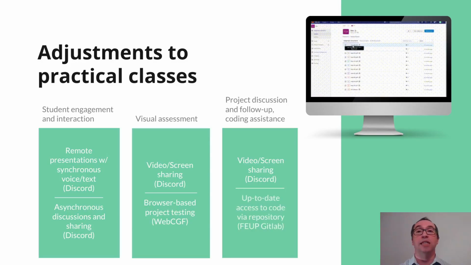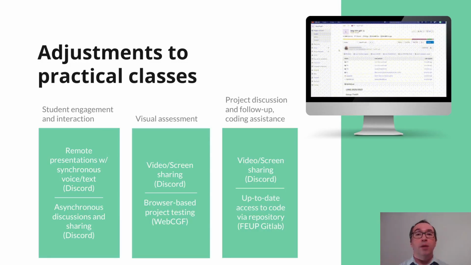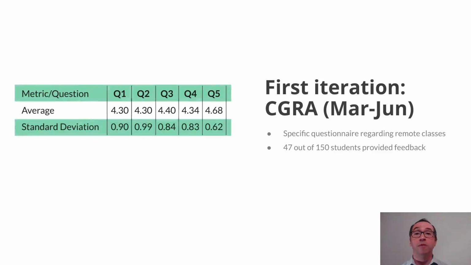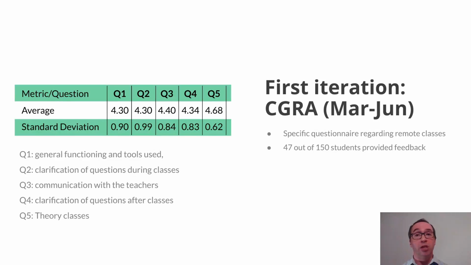We later asked the students to give us feedback about the remote class functioning, to which 47 out of 150 answered. Namely, we asked about general functioning and tools used, communication with teachers, and clarification of questions during and after classes. And we asked them to classify those in a Likert scale from 1 to 5. We also included 3 additional open questions regarding difficulties in understanding or following classes, asking for additional remarks or suggestions.